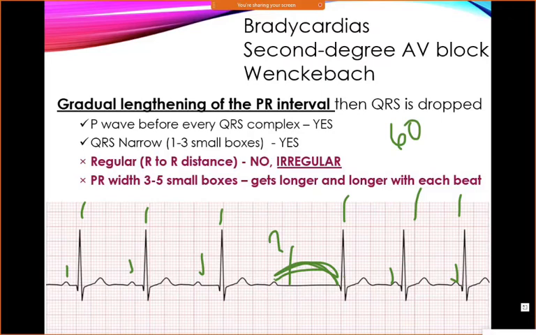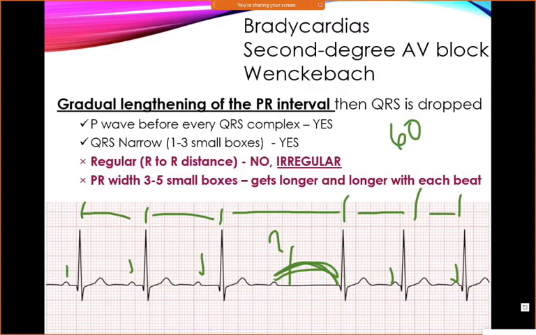But first we're going to look at the QRS. It's narrow, 1 to 3 small boxes, so yes, that works. Is the R to R distance the same? It's the same there, and now it's really long, and then it goes back to being short again. So we are irregular now. There's something wrong, and we need to investigate a little further.